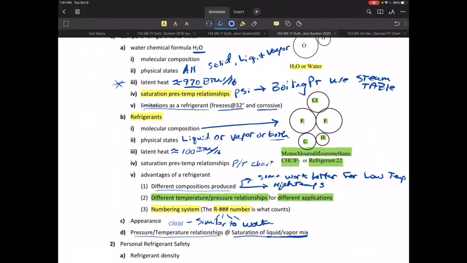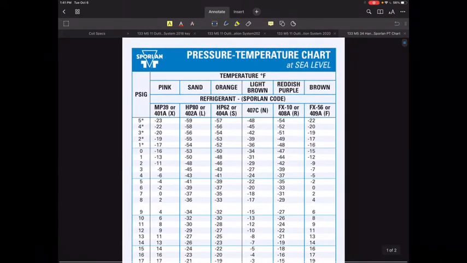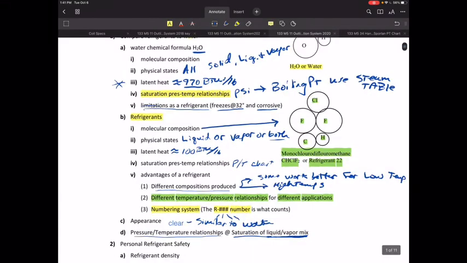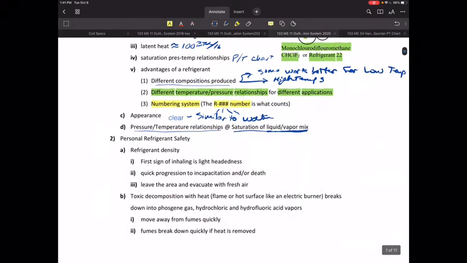When we look at the PT chart that you had handed out, you'll notice they have many, many different refrigerants shown, whether it's 401A or 402A, and they all have a different pressure-temperature relationship that we utilize as we do this. So pretty neat.